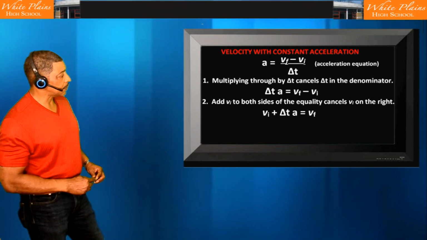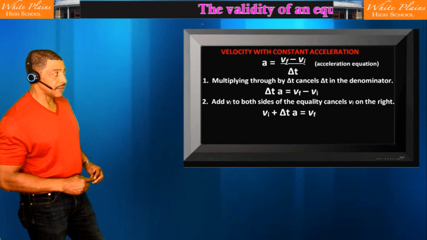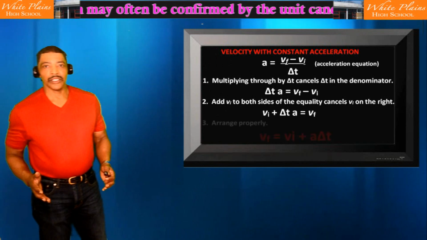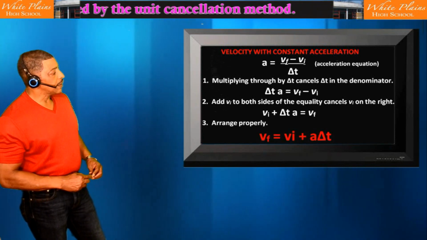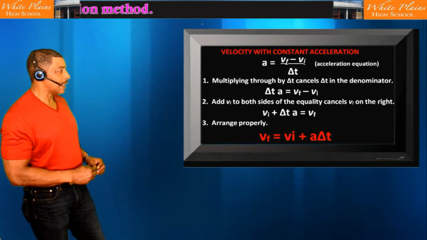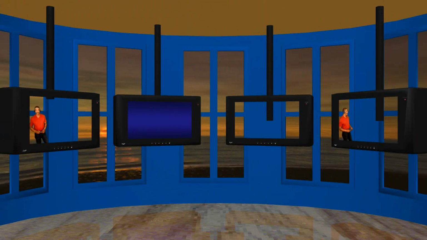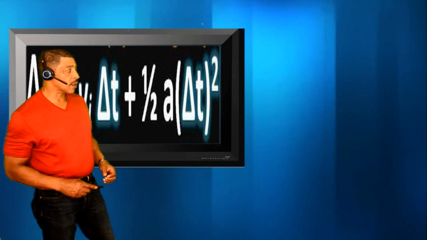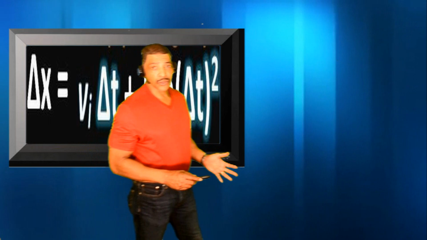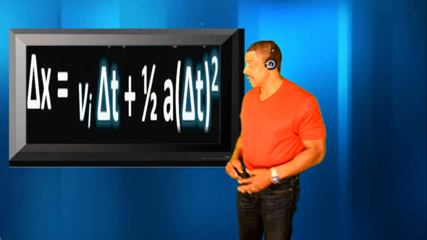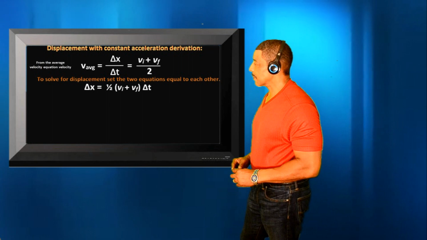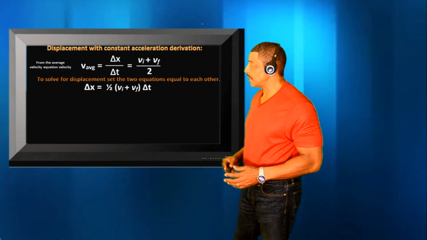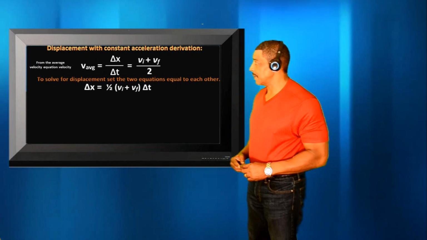V sub f is equal to acceleration times delta t plus v sub i. Now arrange the equation in its final form, where v sub f is equal to v sub i plus acceleration times delta t. The expression for final velocity may now be used to determine the displacement of an object. Consider the following. Displacement is equal to 1/2 times v sub i plus v sub f, times delta t.